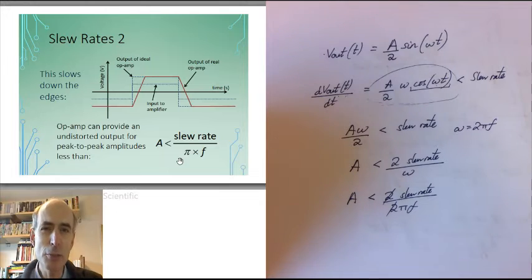And that's the maximum amplitude of signal that you can have at frequency f in order for the output of the op-amp not to be distorted. And if you're dealing with high precision signals, that can be a limiting factor on how fast and how big the signals are that you can process.